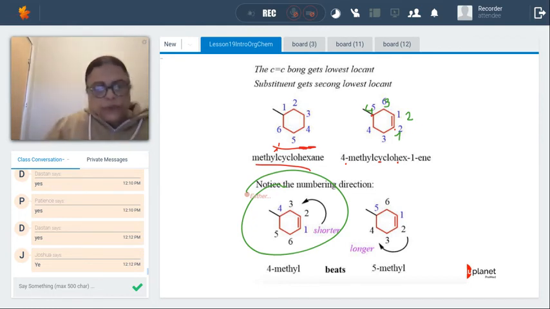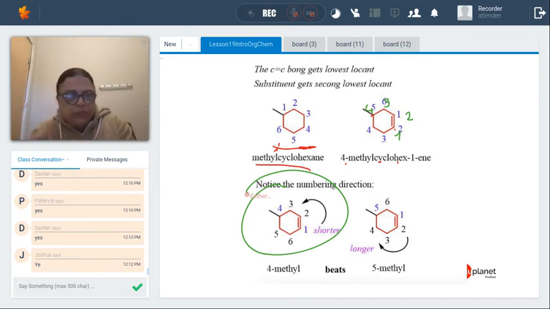Are there any questions? So you see all the time the same principle is coming over and over again. The substituent, the smallest number. Substituent, the smallest number. And whether you count from left to right or right to left or counterclockwise or clockwise, the rule is look at the smallest number. So far, so good?